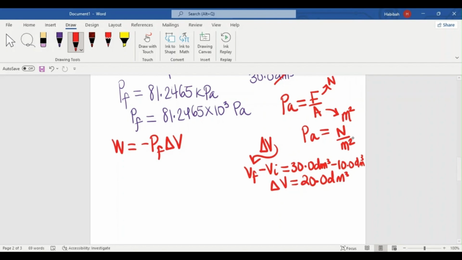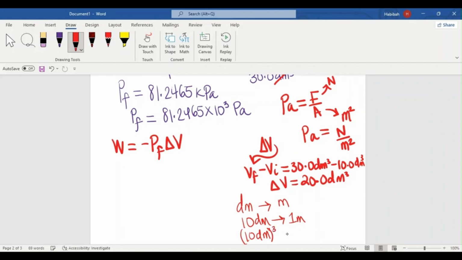Now we see dm cubed and we see meter. We have a decimeter here and a meter here, and they cannot cancel out. Either the decimeter should be converted to meter or the meter converted to decimeter, but the wise thing is for us to change from decimeter to meter. Let's not forget 10 decimeter gives you 1 meter. So hence, how many meter cubed will decimeter cubed give you?